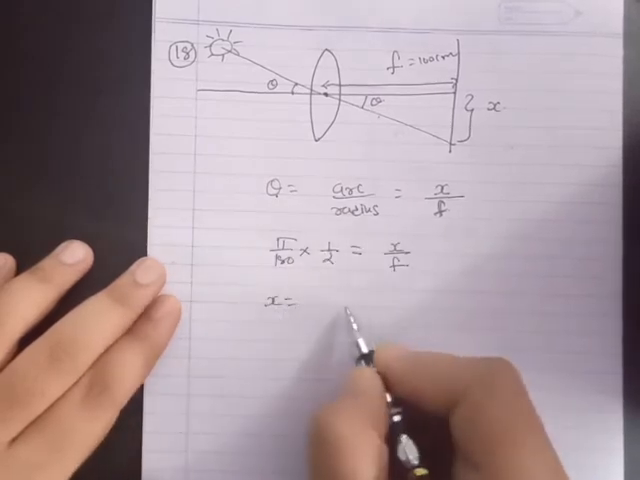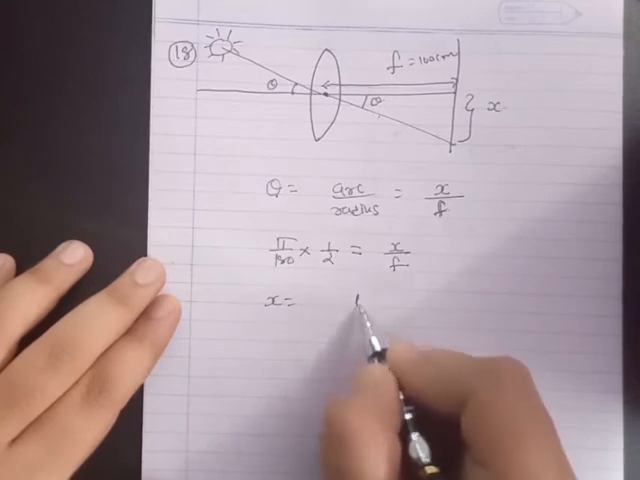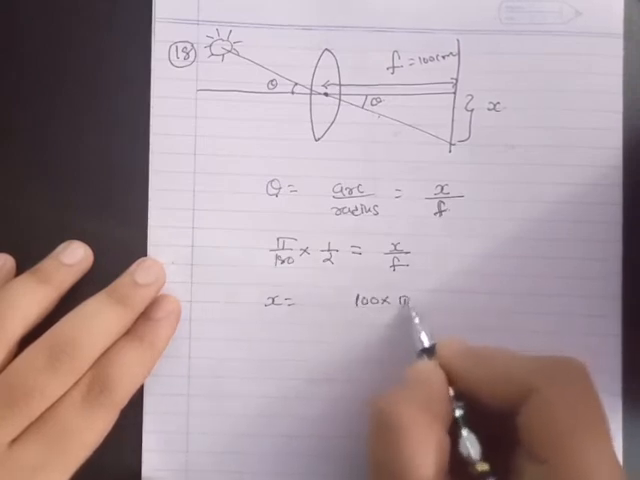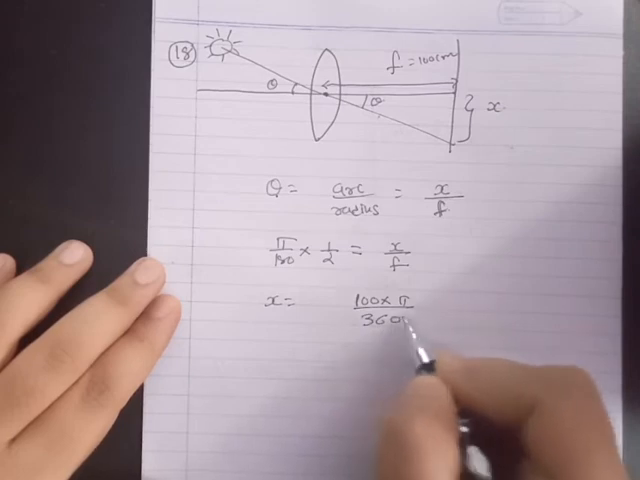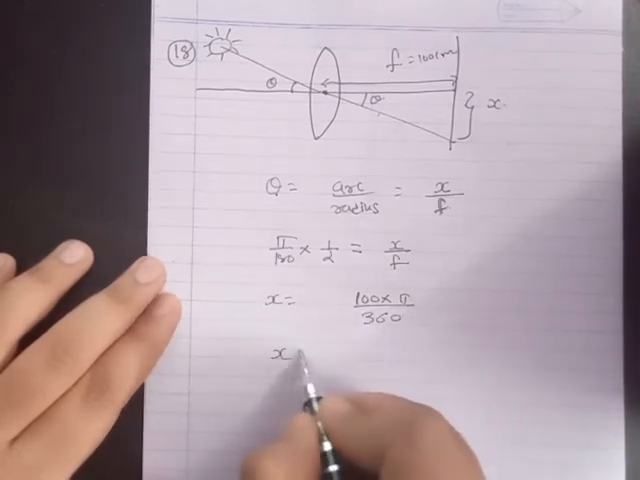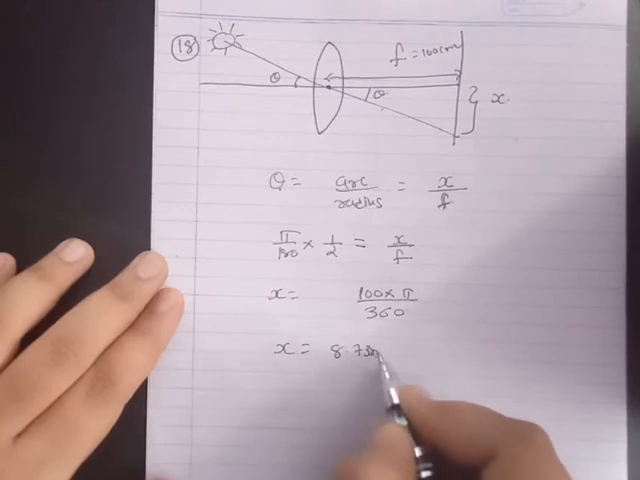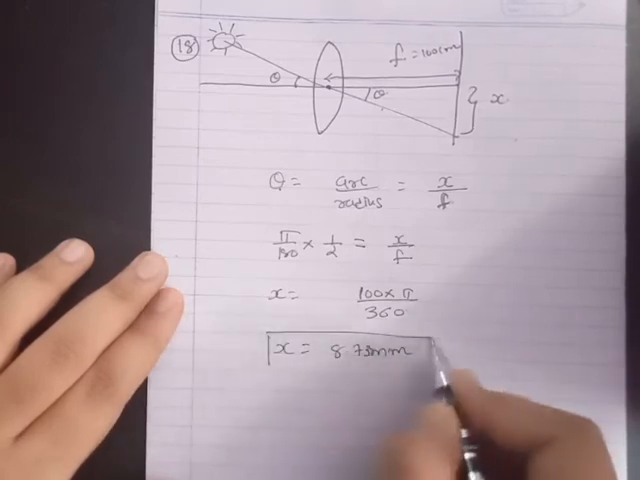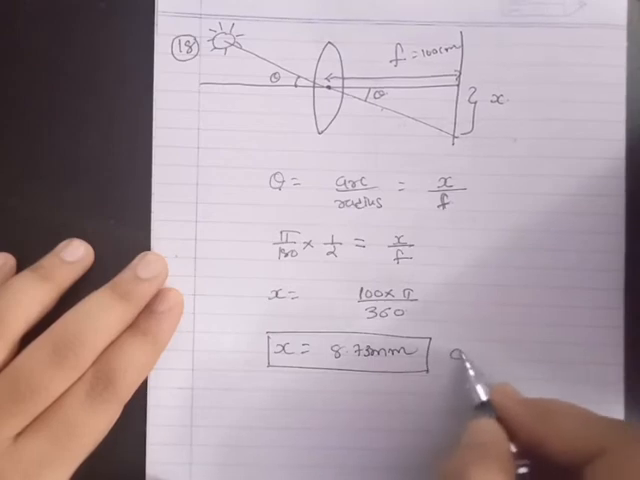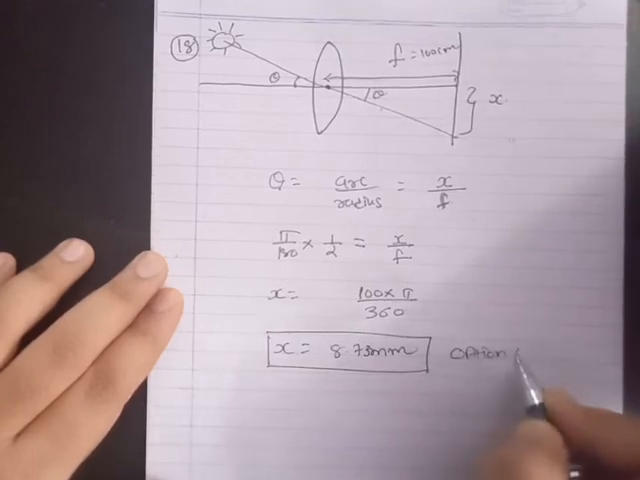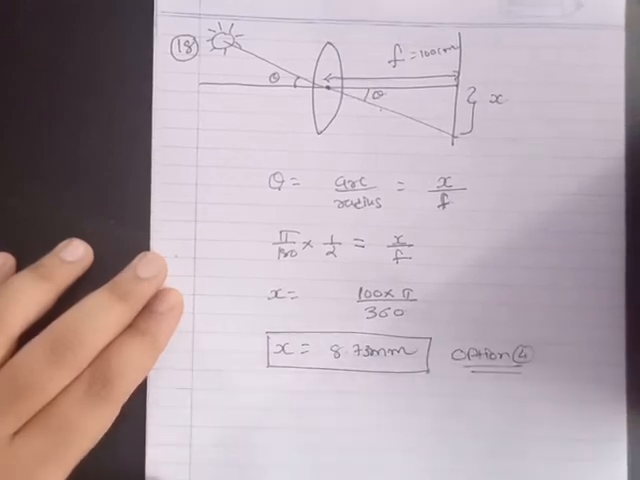So x is equal to 100 into pi divided by 360. So x will be approximately 8.73 mm. So option 4 is the correct option.